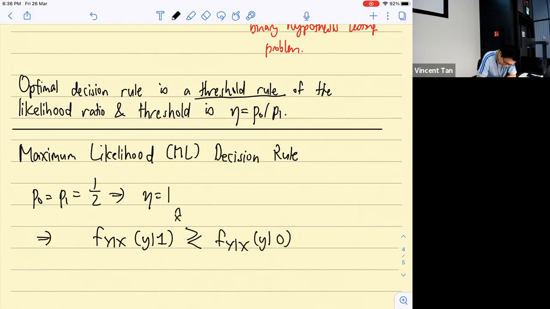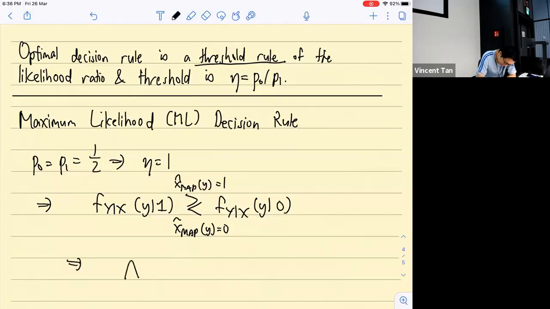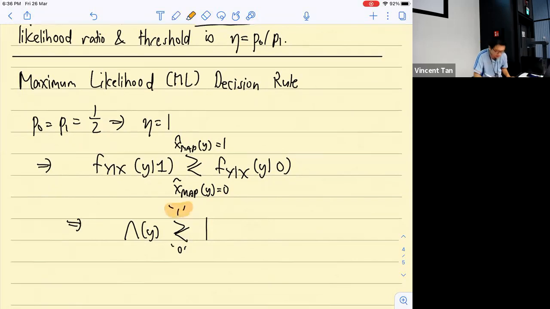Okay, so here we have x hat. Very soon I'll drop the MAP. It's very hard to write this MAP here. Equals 0. So there are no more priors, and in effect, this is the same as comparing lambda of y to 1. Here is 1 and here is 0. This sort of symbol here means decide 1, decide in favor of hypothesis 1. This notation is very old-fashioned, but it says decide in favor of 1.